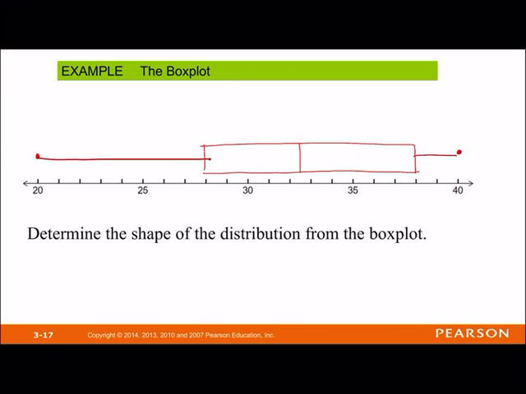Okay, and again, they're asking me to determine the shape of that box plot. So again, is it going to be skewed left, skewed right, or is it symmetric? So again, you're looking at the whiskers and you want to know where the longer whisker lies. The longer whisker is to the left. So that means that this data is skewed left.